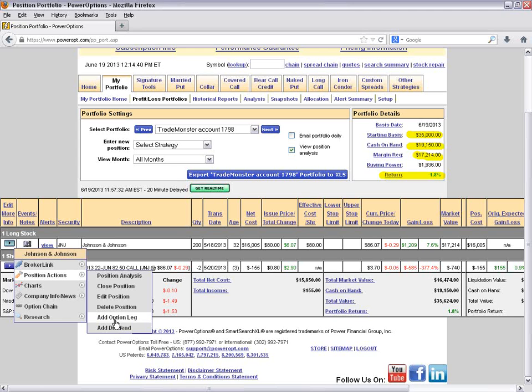And of course what I'd want to do now, if I had entered the stock first and just have a long stock position but it is actually a covered call, is add an option leg to the long stock position.